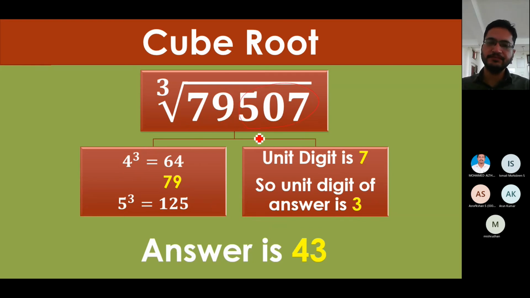And today's last question is 79507. Again we will make a pair of 3 numbers starting from the end. Now the last digit is 7, so the unit digit of the answer will be 3. And 79 lies between 4 cube and 5 cube. So always we will write the smaller number. The smaller number is 4, so I will write here 4. So the answer is 43.